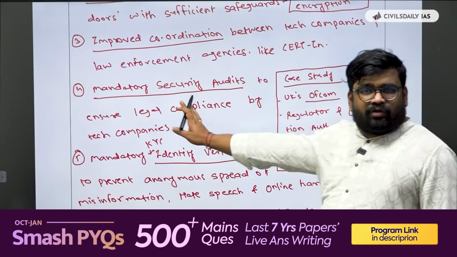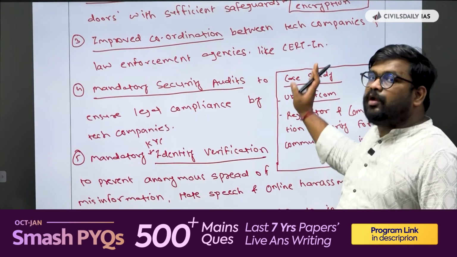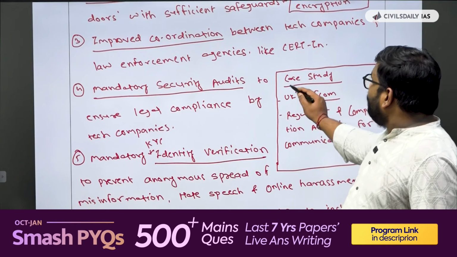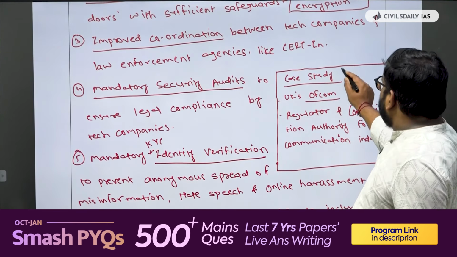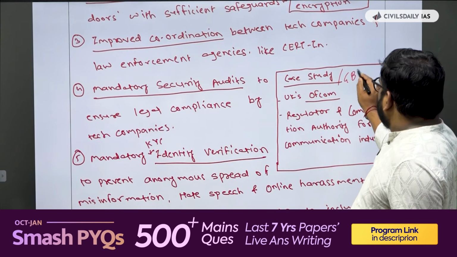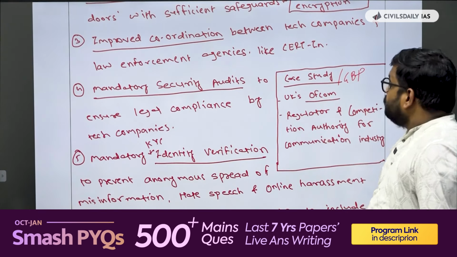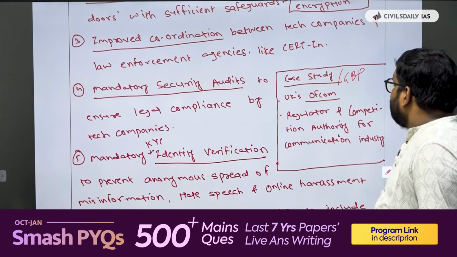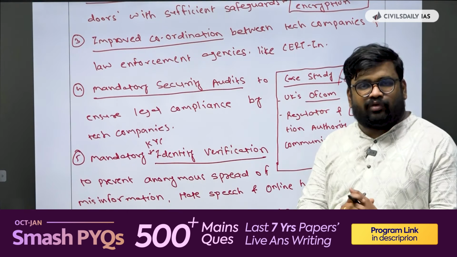Along with it, one of the global best practice, you simply put it into the box. Okay, you can use it into the point as well, but it will enhance the visibility of it and it will act as your brownie point. So the important case study or the global best practice is UK's Ofcom. It is a regulator and the competition authority for the communication industry in the UK.